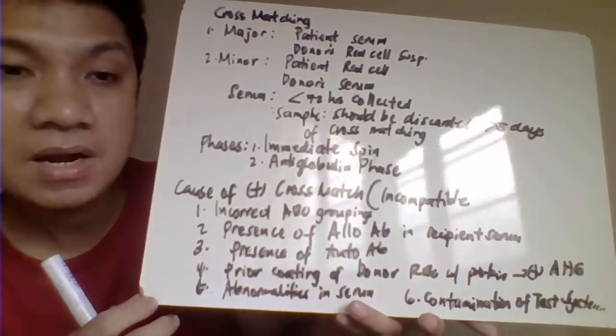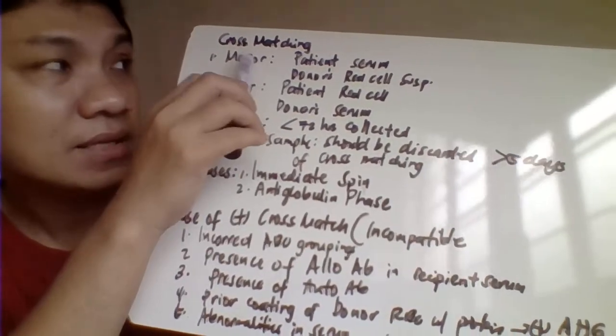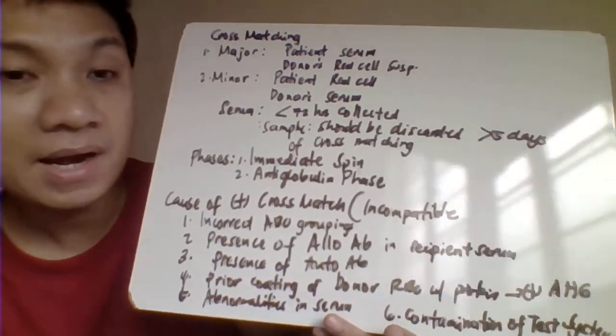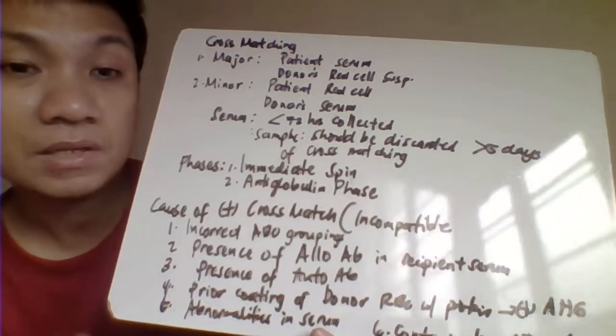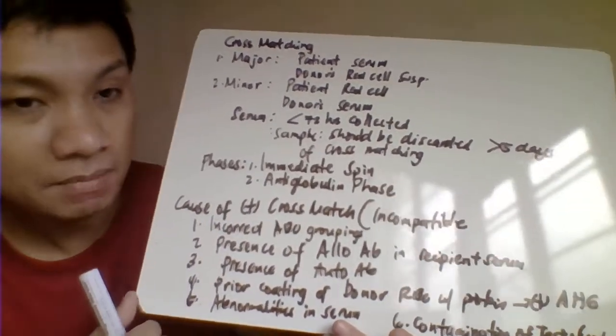Okay, then you perform two phases, just like when you're performing your indirect antiglobulin tests. So you carry that out in two phases. You can have your immediate spin. Immediate spin will try to detect ABO incompatibility.